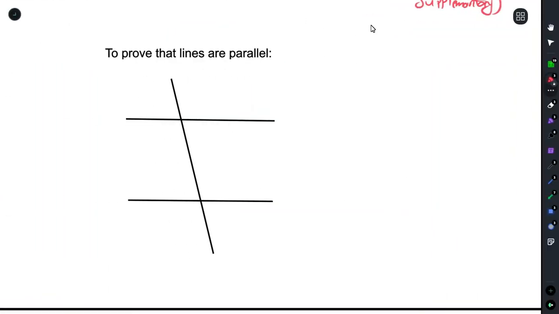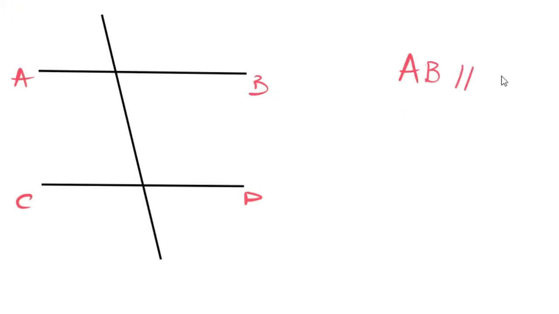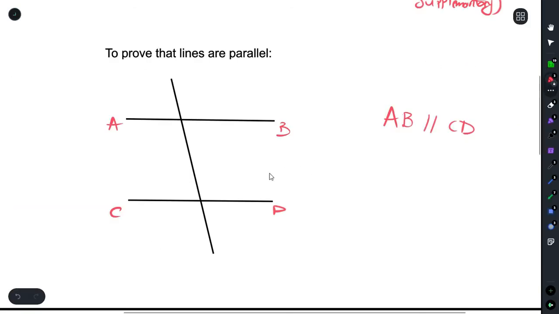But now, what happens if you were not told that these lines are parallel? So let's say we call this line AB, and this one here, we call this line CD. And you are asked to prove that AB is parallel to CD. When lines are parallel, we know we could use corresponding, alternate, and co-interior. Now, the same thing would also apply for this.